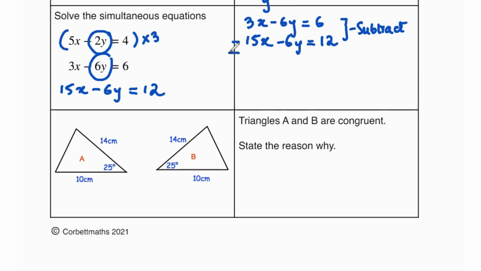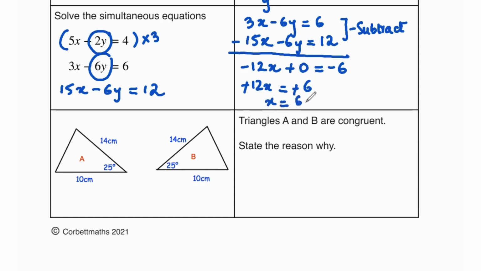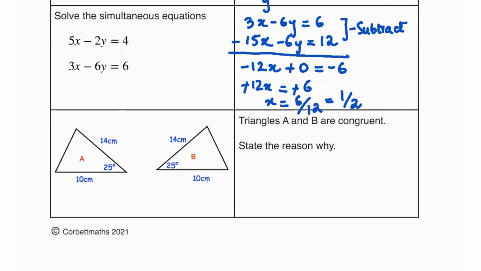And when we subtract the 2 equations, 3x minus 15x is negative 12x. Negative 6y minus negative 6y is 0. 6 minus 12 is negative 6. So that's negative 12x equals to negative 6. We can cancel out the negative signs. So x would be 6 divided by 12, which is 1/2.